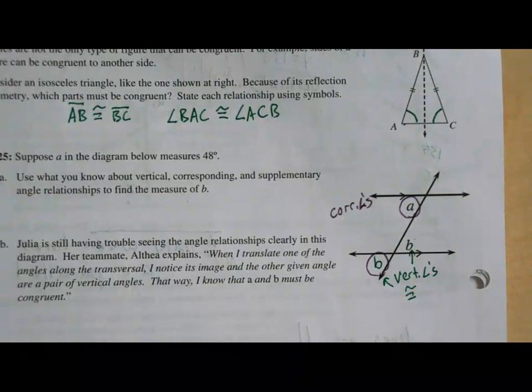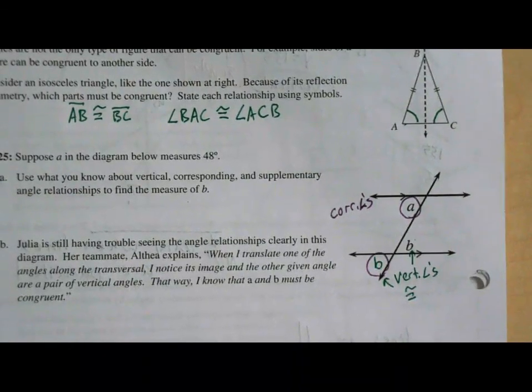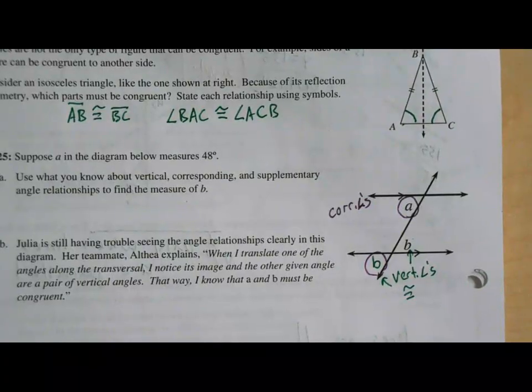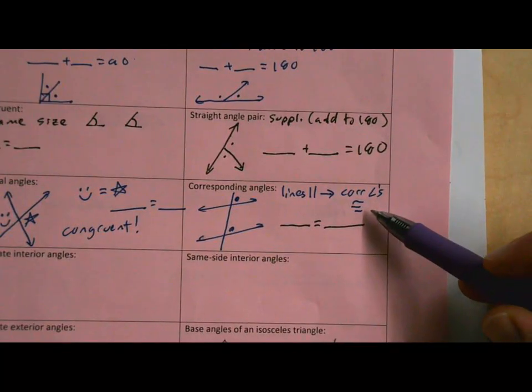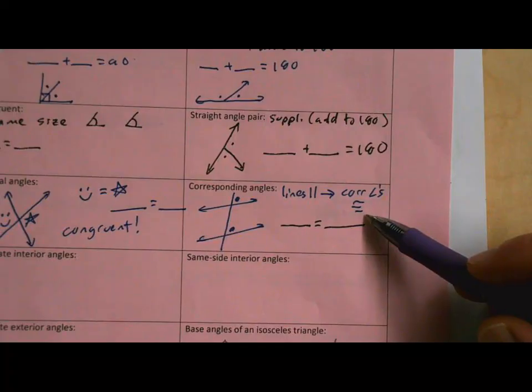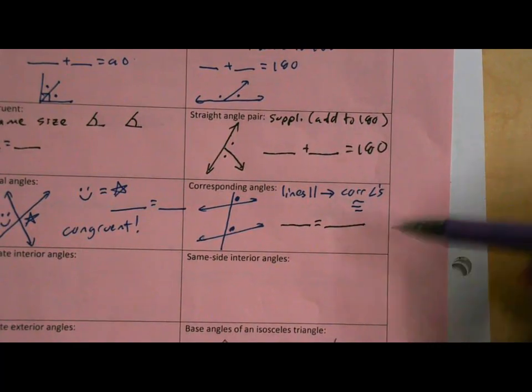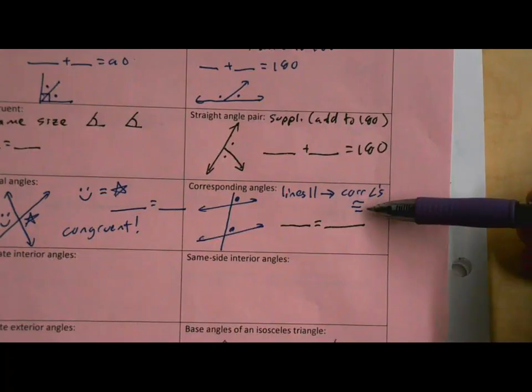Did you guys put this in your notes? I'm a little concerned about our notes. Let's review corresponding angles. If the lines are parallel, corresponding angles are equal to each other. Only if the lines are parallel. It's been a week and a half, so if you've forgotten that by now, I totally understand. But corresponding angles are equal to each other.